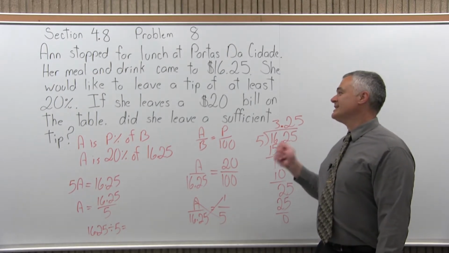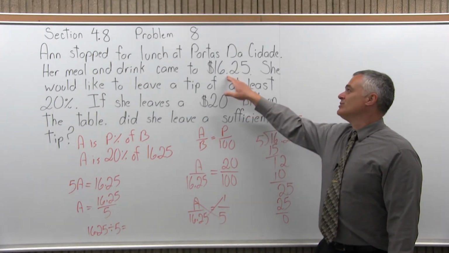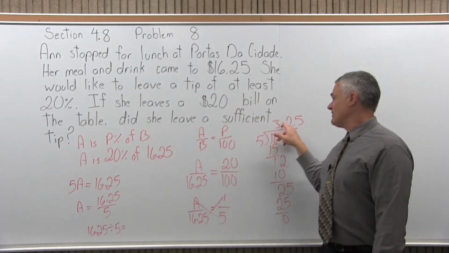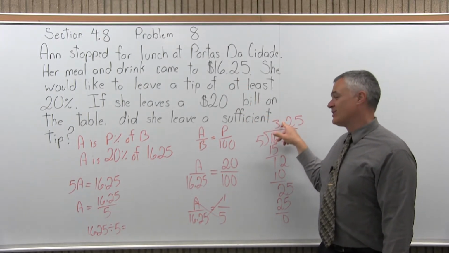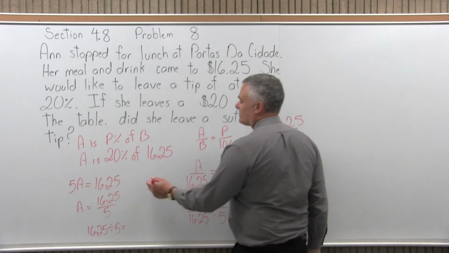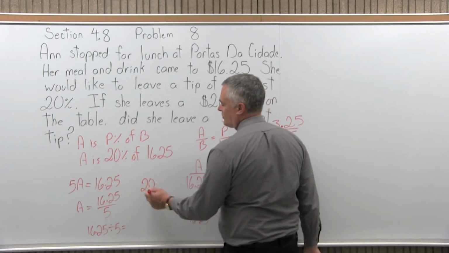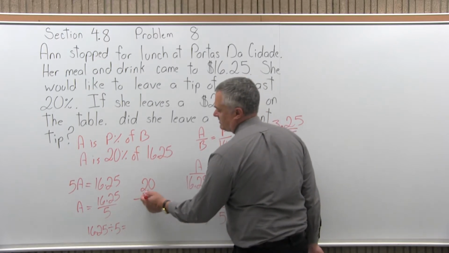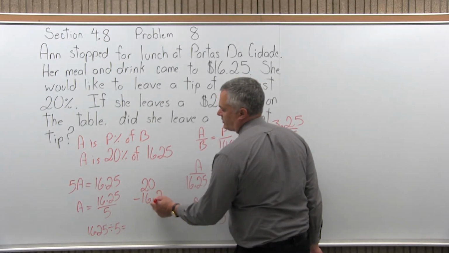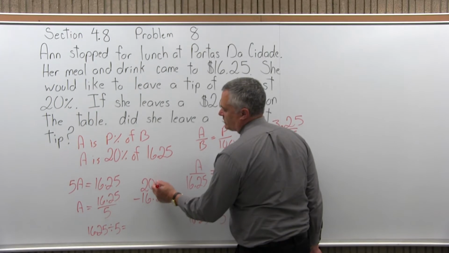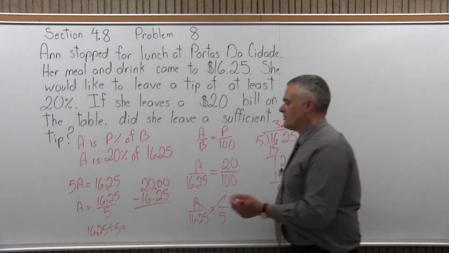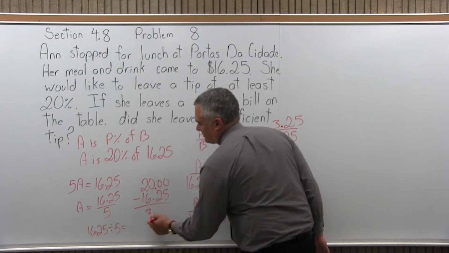Now the question is, if the bill came to $16.25 and you leave a 20, did you give at least $3.25? And it turns out that you did. So if you do 20 minus the cost of the meal, 16.25, and notice if you want to do this without a calculator, you have to line up the decimals. So if you're good at making change, you'll be able to do it right away.